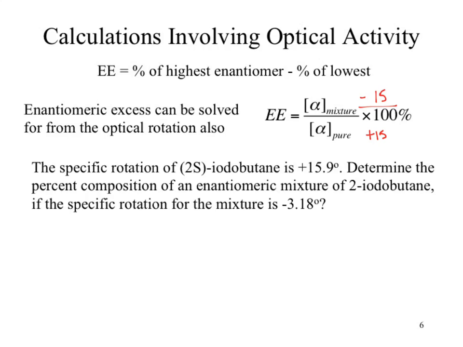So let's take a look at the next question. The specific rotation of 2S-iodobutane is positive 15.9 degrees. Determine the composition of an enantiomeric mixture of 2-iodobutane. You notice we haven't specified whether R or S in this case because it's a mixture, if the specific rotation for the mixture is negative 3.18 degrees.